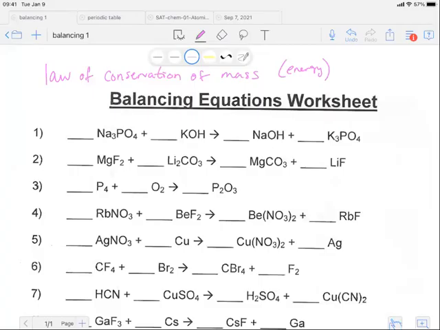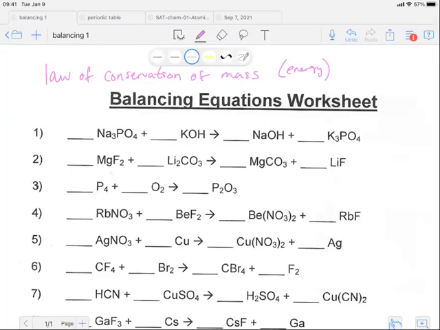But the general idea here is that mass is not created or destroyed. So that means that all of the atoms that you have at the beginning of a chemical reaction need to be the same as all of the atoms that you have at the end of a chemical reaction. And the idea behind this is just that a chemical reaction is just rearranging atoms into a new kind of molecule or compound. And so in order for us to follow the law of conservation of mass, we have to do what's called balancing equations.